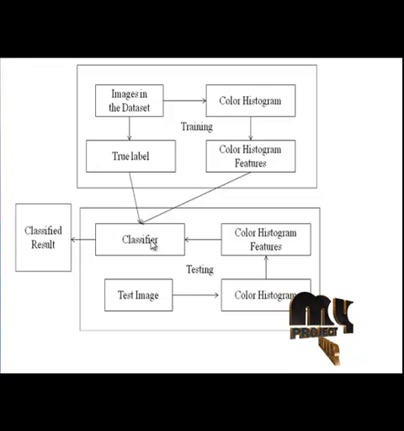Given a set of training examples, each marked as belonging to one of two categories, an SVM training algorithm builds a model that assigns examples into one category or the other. In SVM models, the examples are represented in space so that the examples of the separate categories are divided by a clear gap that is as wide as possible.